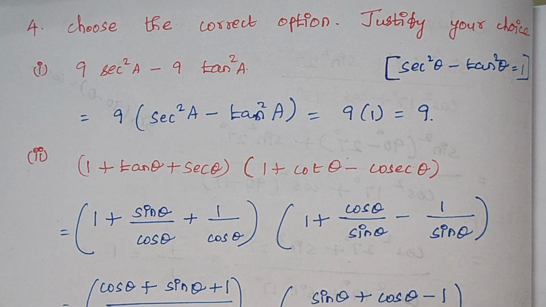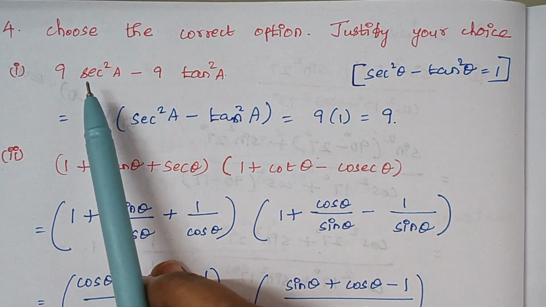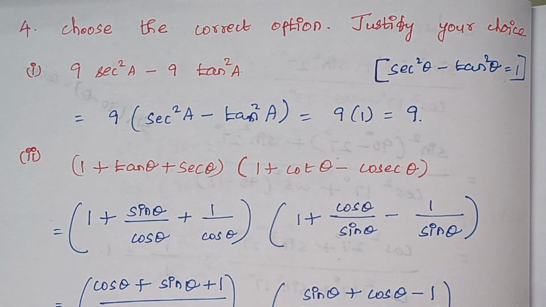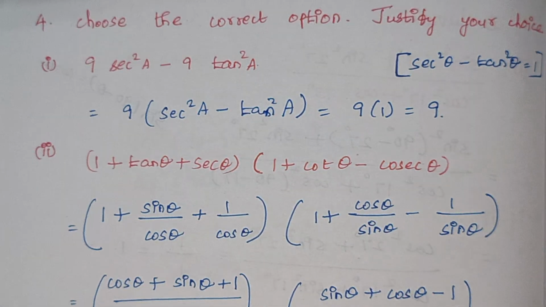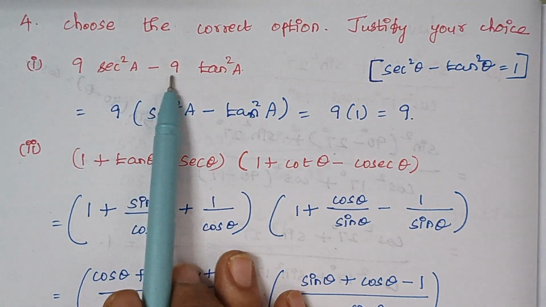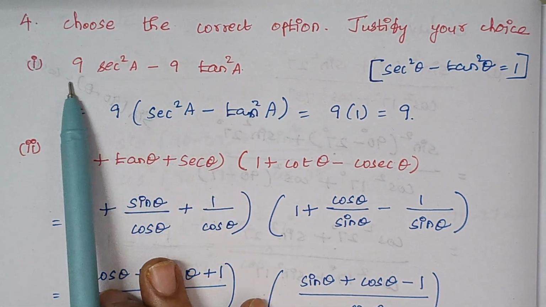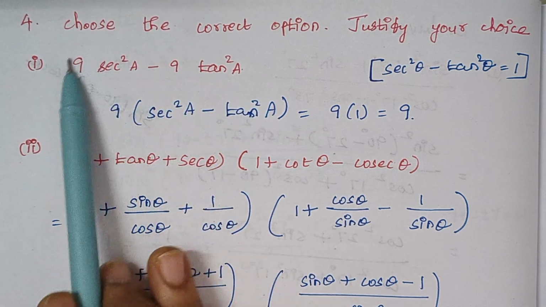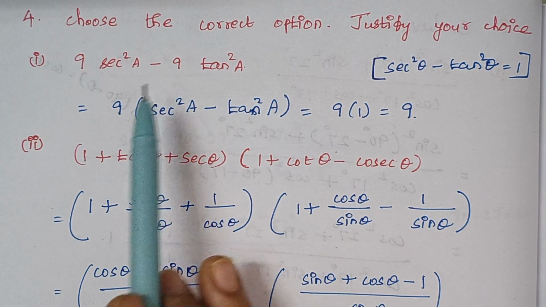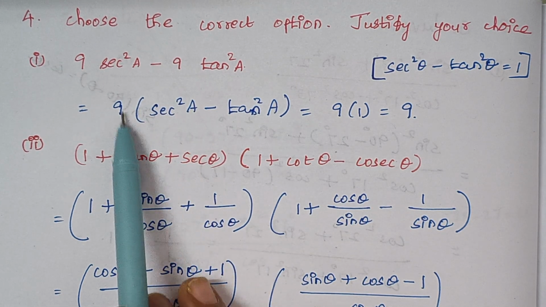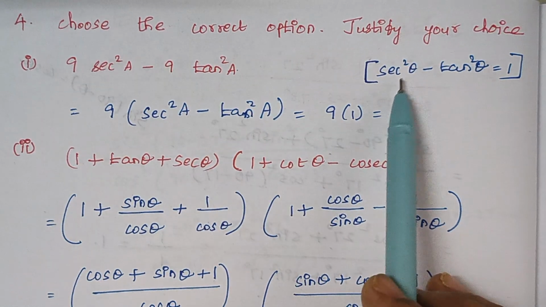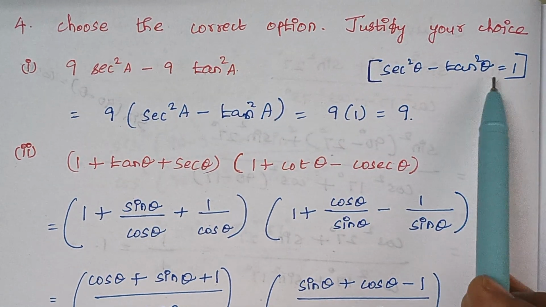Now our fourth problem. Here we have to choose the correct option and justify your choice. The first one is 9 secant square A minus 9 tan square A. In both these terms we have 9, so I am taking this 9 commonly outside. What about the remaining terms? They are secant square A minus tan square A. So secant square theta minus tan square theta is equal to 1.